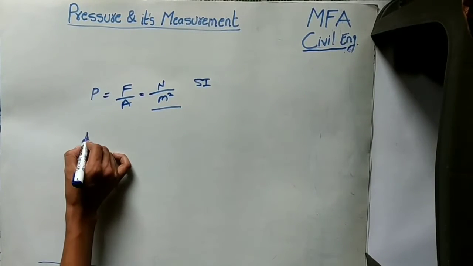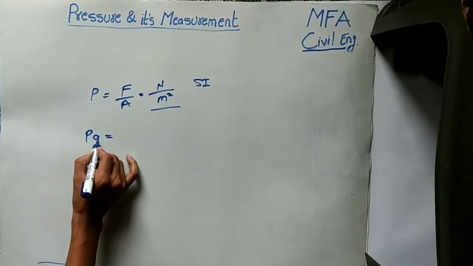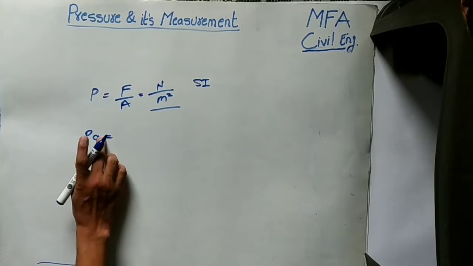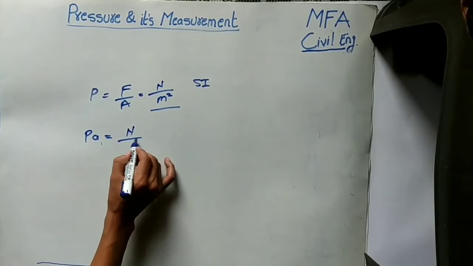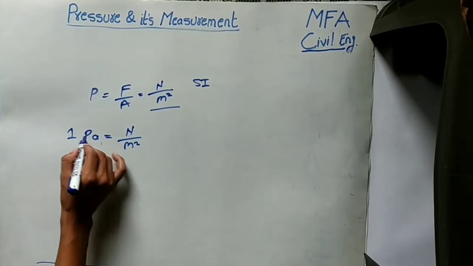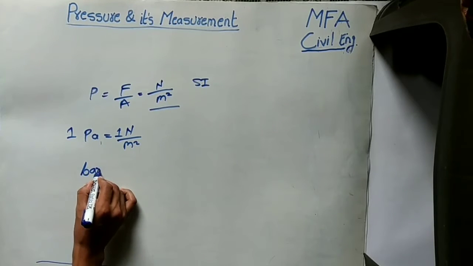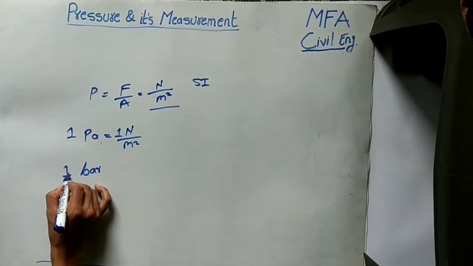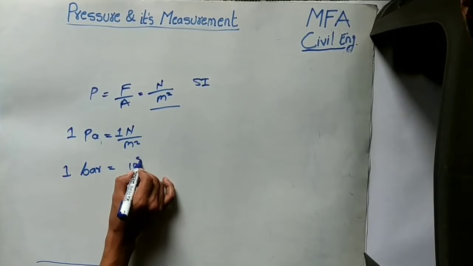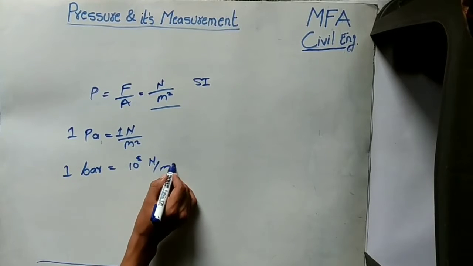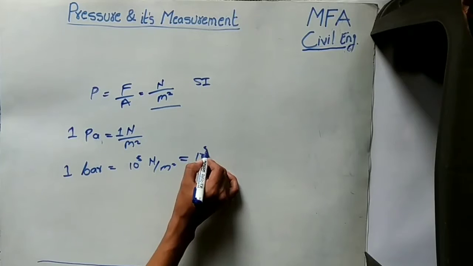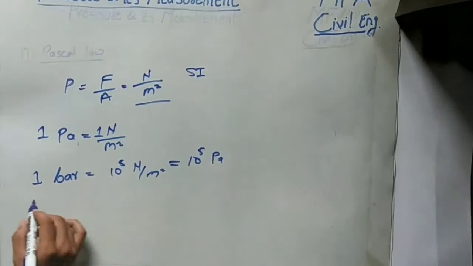Now pressure can also be measured in Pascal, represented by a capital P and small a. 1 Pascal is equal to 1 Newton per meter square. And the pressure can also be measured in bar. 1 bar is equal to 10 raised to 5 Newton per meter square, or 10 raised to 5 Pascal.